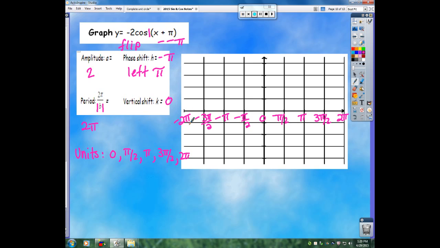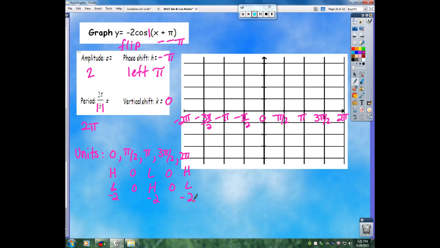Okay, so now what's happening here? All right, our pattern, this is cosine. So we're at high, 0, low, 0, high. But because it's been flipped, and I'm multiplying by 2, we're going to go low times negative 2, or negative 2, 0, high times negative 2, 0, and then low times negative 2, because it's been flipped.